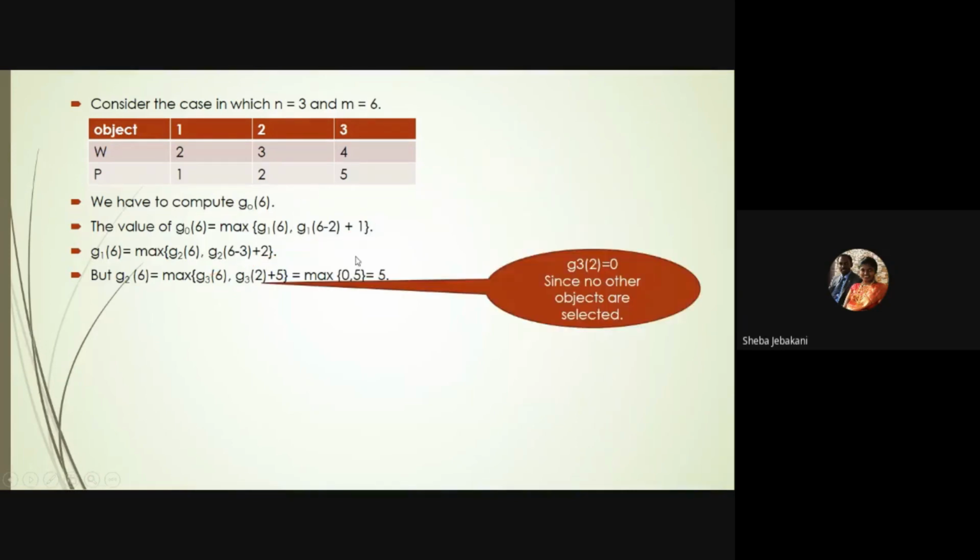And if you take G3 of 2, basically that means 2 minus whatever value has to be there, but there are no other objects. So the third object is already selected and my weight has become 2, but there are no other objects that I can select. So if you are going to find G3 of 2, again it will become 0. Okay, so 0 plus 5 will give me 5. So the maximum of 0 and 5 will give me 5. So G2 of 6 I found as 5. That value will be given over here.